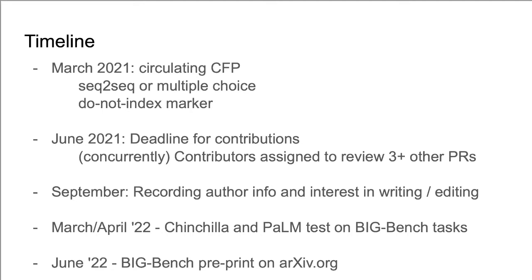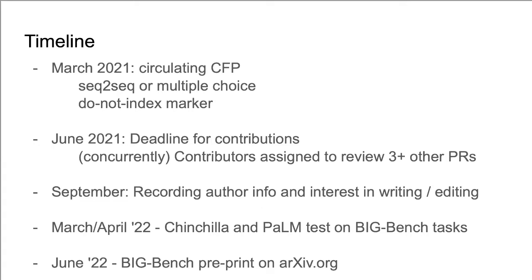June 2021 was the initial deadline for contributions. I think it might have gotten postponed a little bit. While that was happening, I submitted an idea pretty early on and was asked to review 3 other pull requests, so it was a mini peer review process, which is rather interesting. By September, they said, okay, here are the benchmarks that are going to go into our overall paper, recording our info and interest in writing or editing. I used an email which I ended up not having much access to after that, so I didn't really continue working on it.